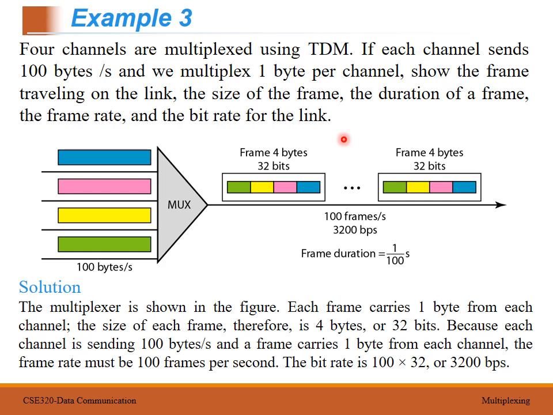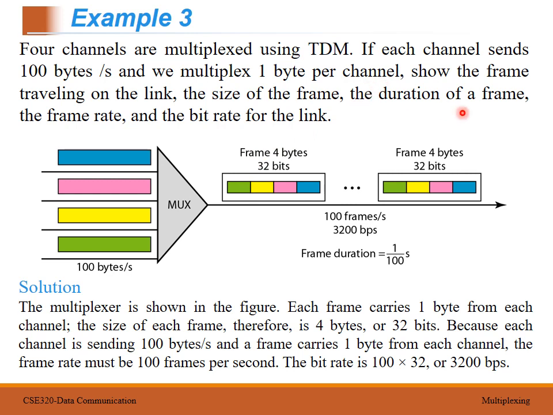So the frame contains 1 byte from each of the channels. So the size of the frame will be 4 bytes. So 1 byte equals 8 bits, 4 bytes equals 4 times 8 bits, which is 32 bits. So the size of the frame will be 32 bits.